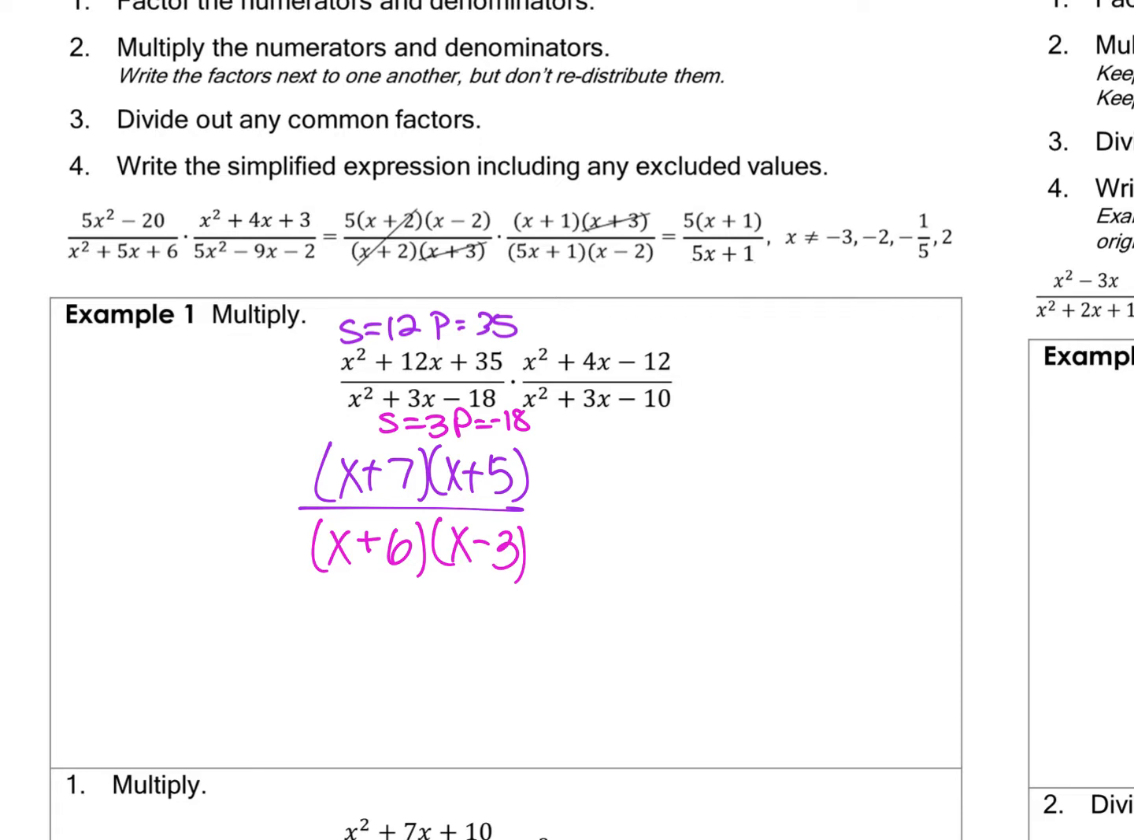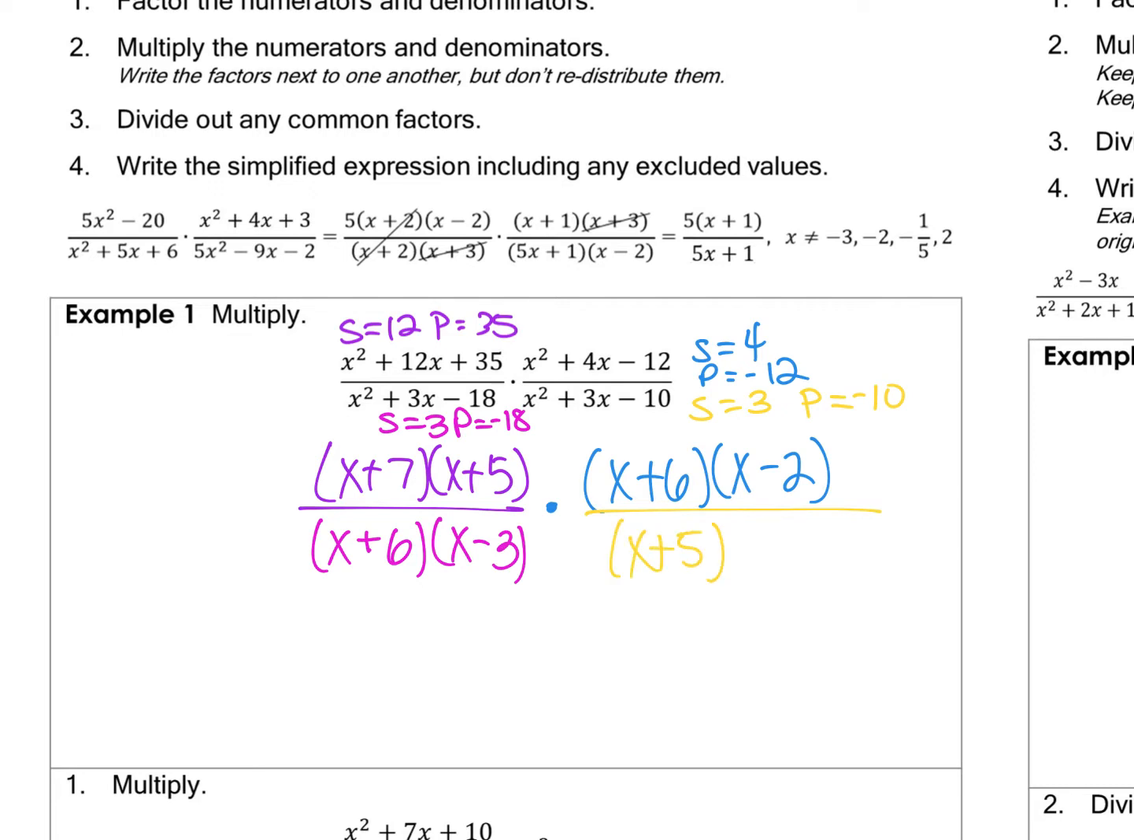So looking at my second numerator, my sum is 4, product is negative 12. So that would be 6 and negative 2. And then your second denominator, sum is 3, product is negative 10. So that would be positive 5 and negative 2.